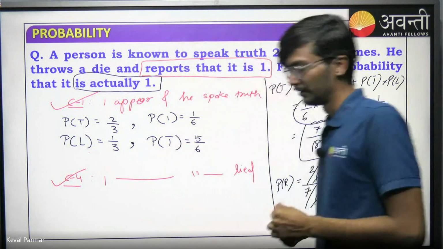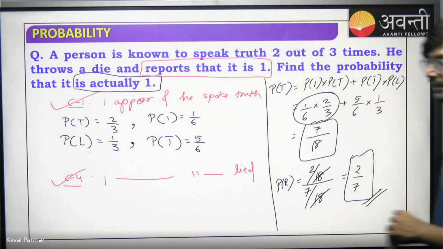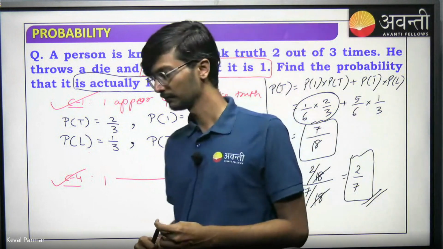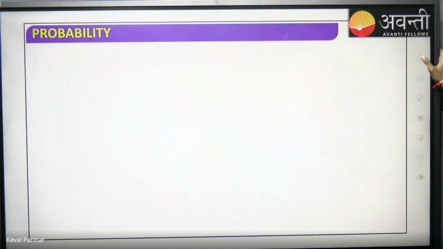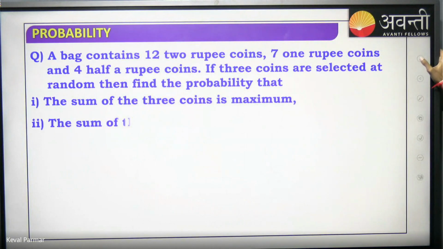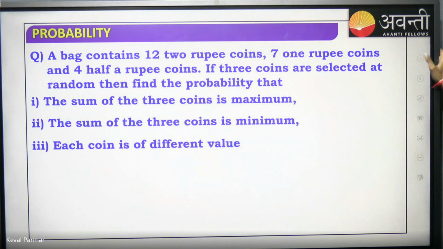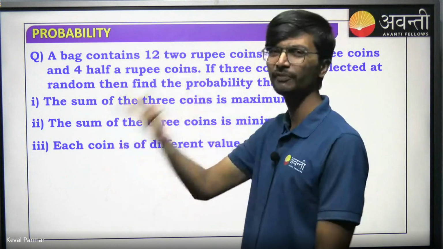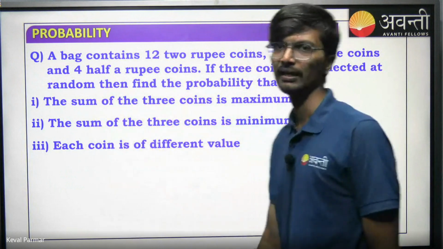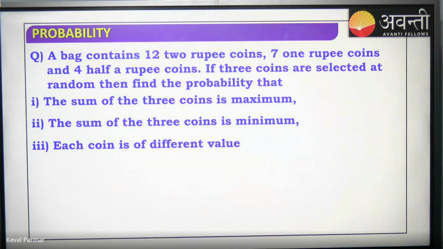Chalo. I hope you are now very clear with Bayes theorem. Right, guys? Let's see one more question. I'll give you 3 minutes to solve this. Actually, if you got the one, the rest of them will be the same.